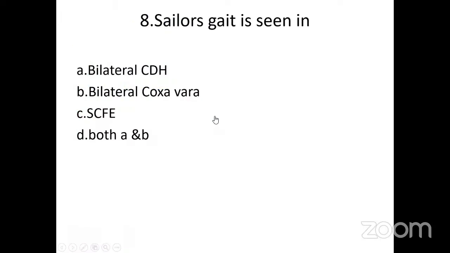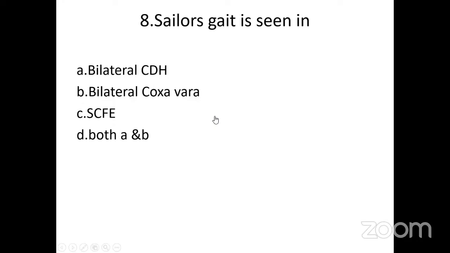Then sailor's gait. You know what is sailor's gait? It means the way sailors walk. It is called a duck waddling gait, swaying on either side. That is a bilateral Trendelenburg gait. You know what is a Trendelenburg gait?